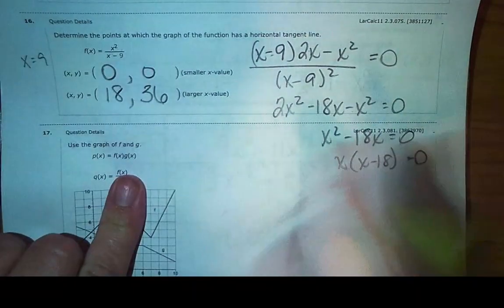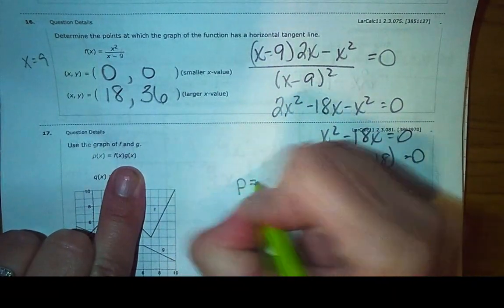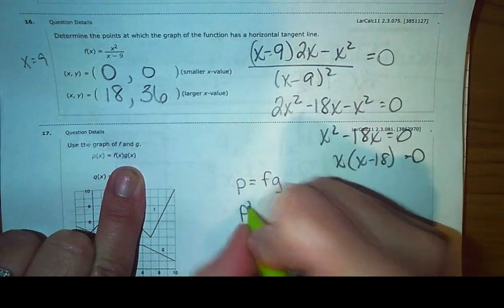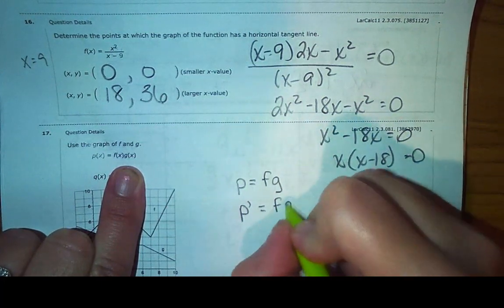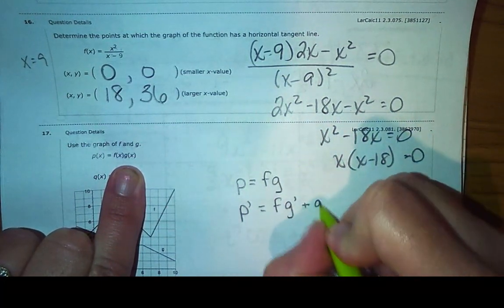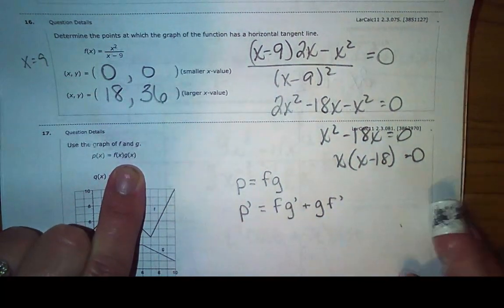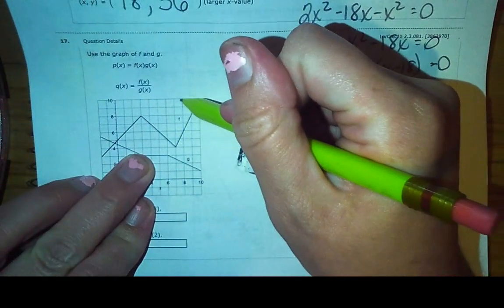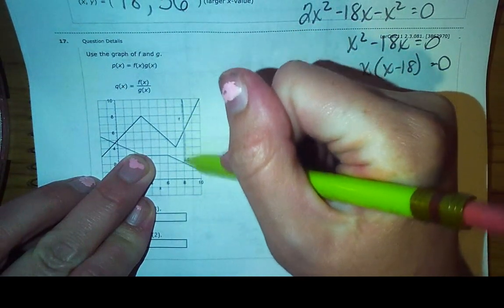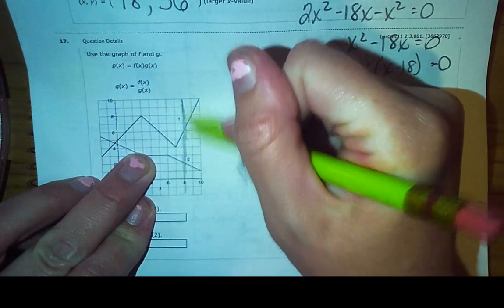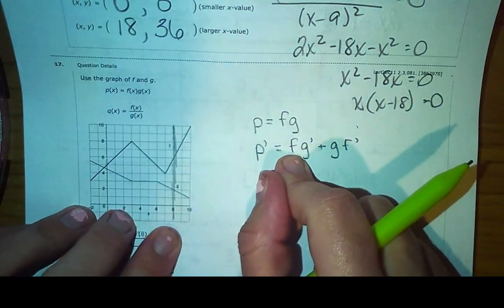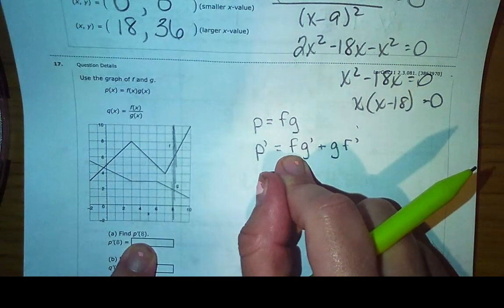Okay, so instead of using all of the x's and stuff, I'm just going to say p equals f times g. Okay, and now I'm going to do product rule. So my derivative is the first times the derivative of the second plus the second times the derivative of the first. Okay, so all I have to do now is evaluate that at 8. What does that mean? So if I look at 8, this is 8, okay? And what I'm doing is, if it's just f, I need the corresponding y coordinate at an x value of 8, okay?